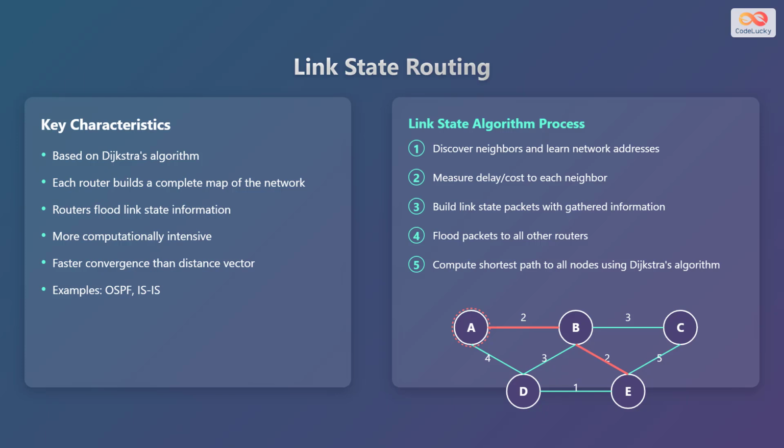Open Shortest Path First, or OSPF, and Intermediate System to Intermediate System, or ISIS, are examples of link state routing protocols. The algorithm operates through a series of steps. First, discover neighbors and learn their network addresses. Second, measure the delay or cost to each neighbor. Third, build link state packets with the gathered information. Fourth, flood these packets to all other routers. Fifth, compute the shortest path to all nodes using Dijkstra's algorithm.